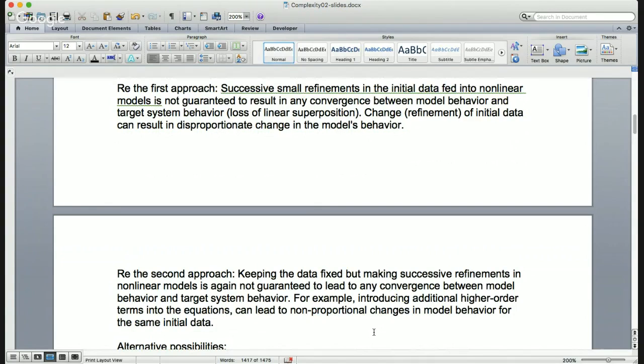Even a refinement of the quality of the data in the right direction is not guaranteed to lead to the nonlinear model monotonically improving in capturing the target system's behavior. A small refinement in data quality may very well lead to the model behavior drastically diverging away from the system's behavior.